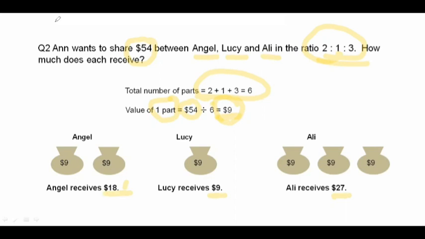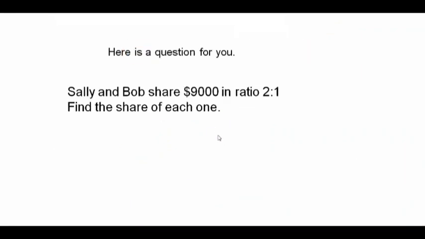Keep practicing. Now here you have a question, children. You have a question for you all, and one who will solve this question correct will be appreciated in the next video. So here is a question. Sally and Bob share $9,000 in ratio 2:1. Find the share of each one. So I want, children, you to post this answer in the comment box. One who posts the correct answer will be appreciated.